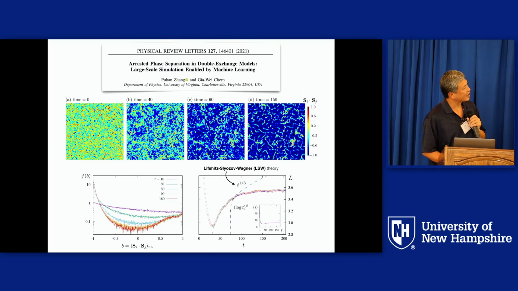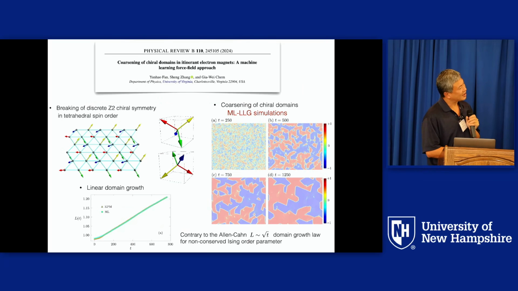And this is an application to study the phase separation phenomenon in a double exchange system. And this applies the model to study chiral domain coarsening in this tetrahedral order. This particular order is a 4-sublattice spin order. In 2 dimensions, there is no true long-range order, but the chirality of the 4 spins is a Z2 symmetry, which can be broken at finite temperatures.